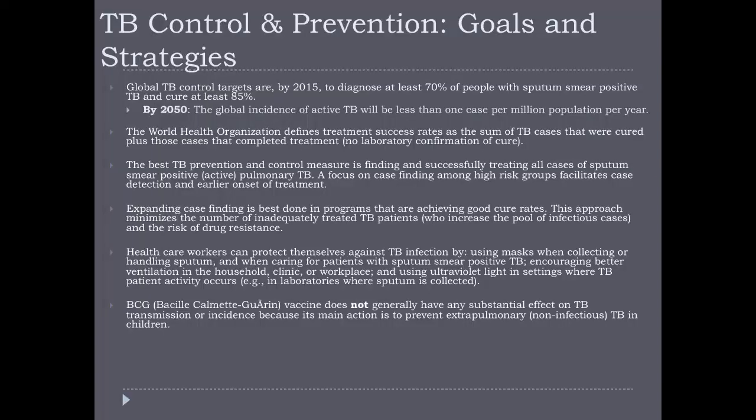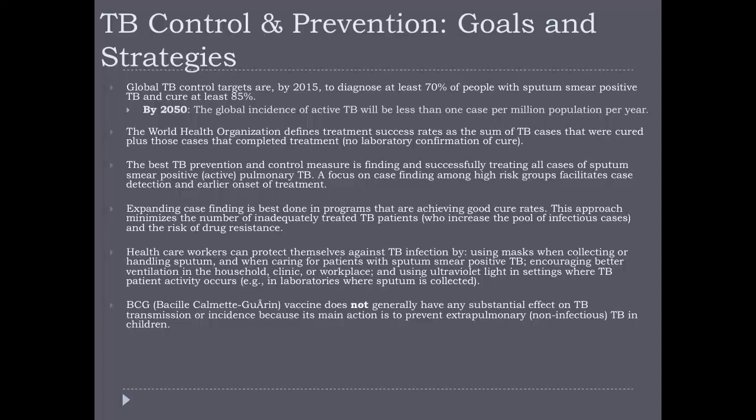So some of these global prevention strategies, the goals and strategies I mentioned before, the MDGs, but the TB organizations also have their own targets. The global TB control targets by 2015 are to diagnose 70% of the people with sputum smear samples and cure at least 85%. They're getting close to that, but they haven't reached it yet.